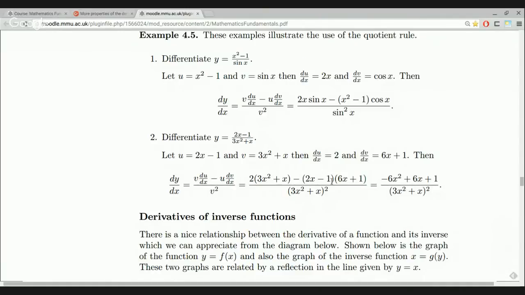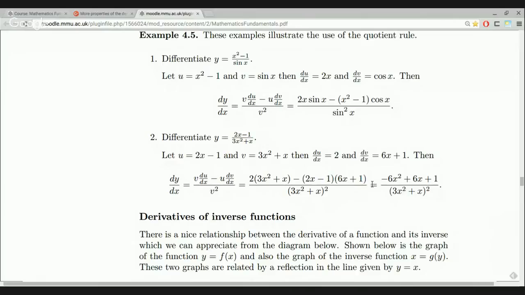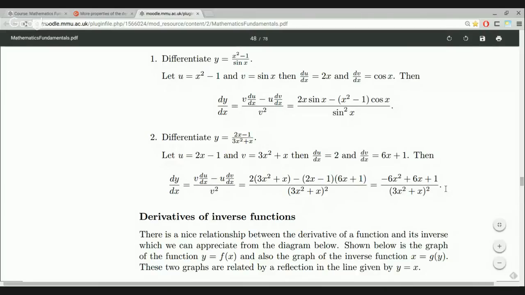And then this combination on the top, you see the derivative of the numerator, 2x minus 1, is 2. That gets multiplied by the original denominator. Then we subtract the original numerator, 2x minus 1, times the derivative of the denominator, which is 6x plus 1. Okay? And the only thing then to do is to tidy it up basically by simplifying the numerator and reducing that into standard polynomial form to get that final expression on the right-hand side.